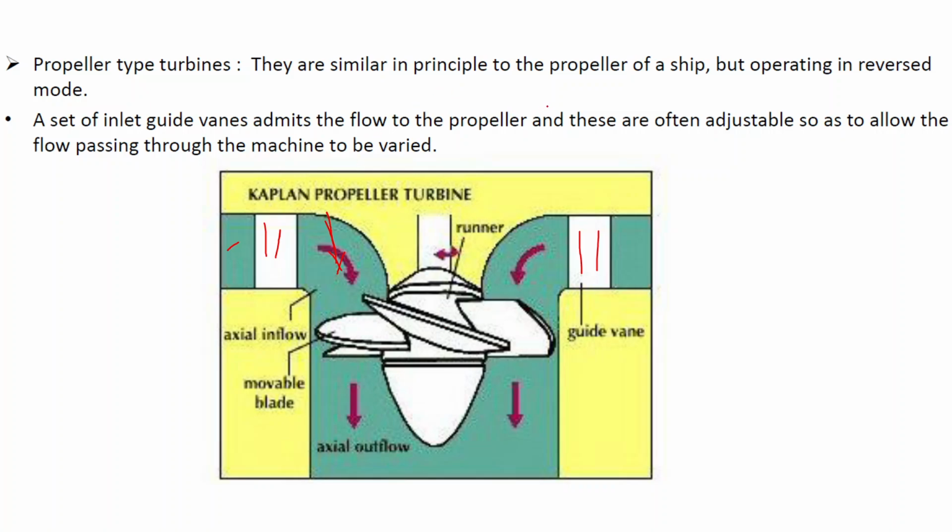They are similar in principle to the propeller of a ship but operating in reverse mode. A set of inlet guide vanes admits the flow to the propeller. Due to these guide vanes, water is limited to this area only. Those are often adjustable so as to allow the flow passing through the machine to be varied, meaning they can adjust the flow of water to the propeller.